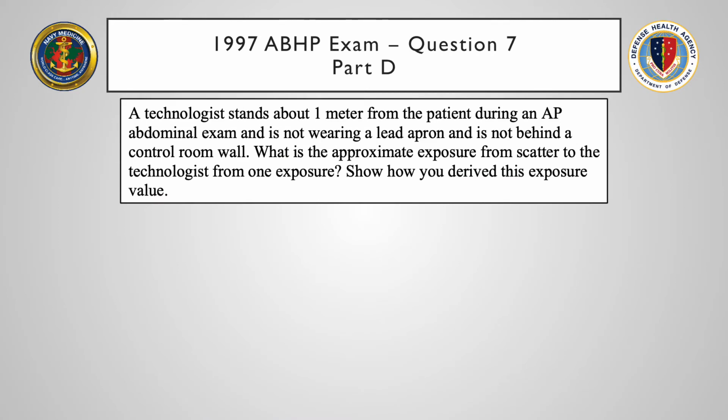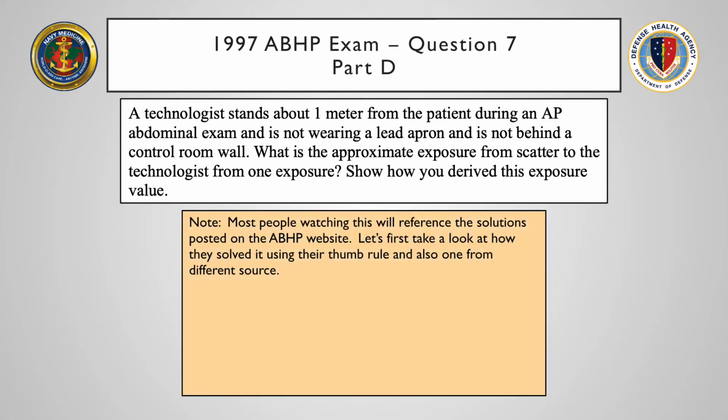Part D of this problem starts off by saying you have a technologist standing 1 meter away from a patient during an AP abdominal exam, and that technologist is not wearing a lead apron, not standing behind any kind of control room wall, so there's no attenuation of the scattered radiation. The question wants you to figure out what is the technologist's exposure, but they give you very little information. So you need to know that there's some sort of thumb rule that you need to know in the back of your brain to be able to solve this problem.